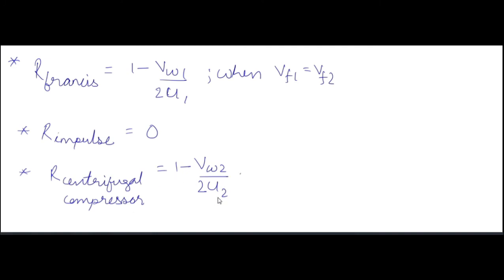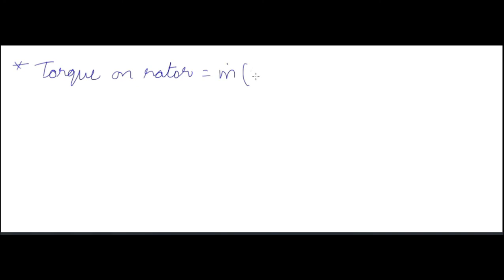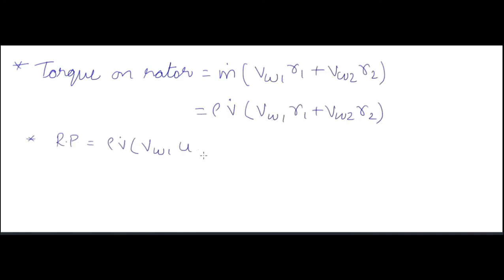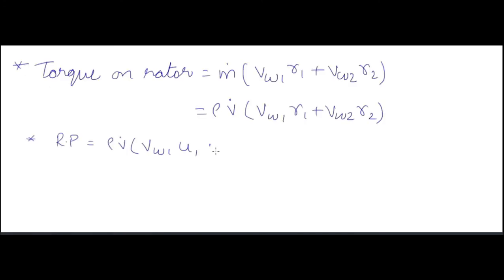Opposite to that, reaction turbine is 1 minus Vw1 by 2 U1 and centrifugal compressor is 1 minus Vw2 by 2 U2. Torque on the rotor is m dot (Vw1 R1 plus Vw2 R2), or rho V dot (Vw1 R1 plus Vw2 R2). Runner power is obtained by replacing R1 by U1, so rho V dot (Vw1 U1 plus Vw2 U2).